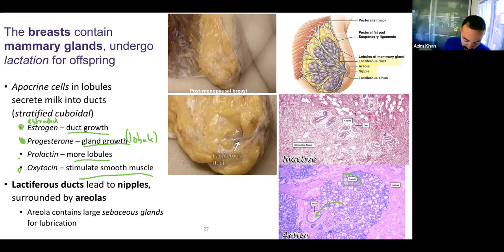Those ducts are known as lactiferous ducts. Lactiferous ducts lead to the nipple. Nipples are surrounded by areolas. So areolas are pictured on the skin. They're on the skin itself from the superficial part. They tend to be pigmented a bit, but more importantly, they contain glands, sebaceous glands, for lubrication. If a baby is going to be suckling from that nipple, you want some kind of lubrication because that can get damaged and chafed pretty easily.